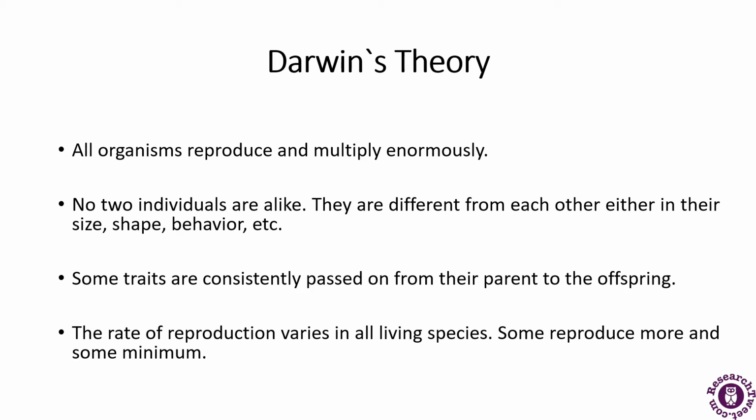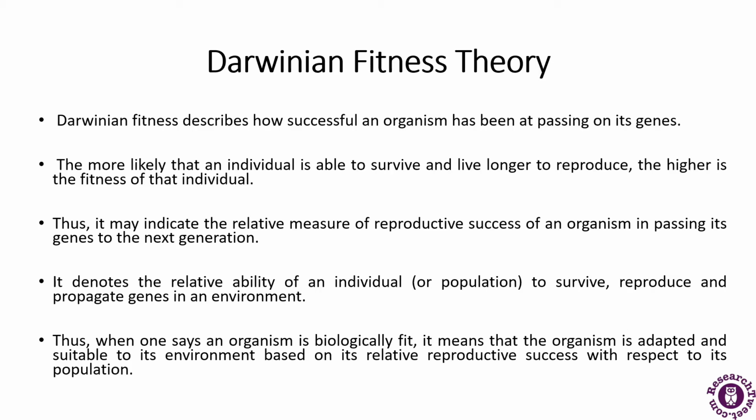So these were the few main features of the theory given by Darwin, who was a famous geologist and biologist. His theory is known as the theory of evolution and the process of natural selection. The next is Darwin's fitness theory. Darwin gave many famous theories, and one of them is Darwin's fitness theory.